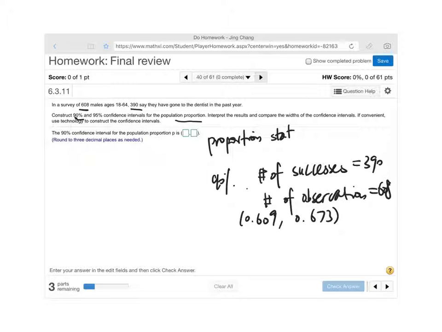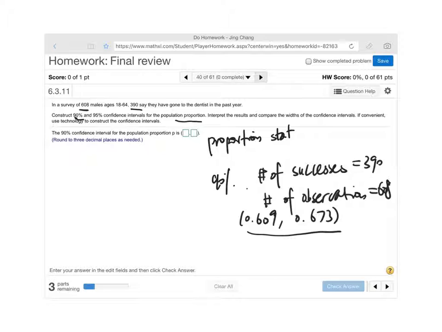Okay, so if you use proportion stat, one sample, and then with summary, and enter 390 for number of successes, 608 for how many observations, and choose 90% level of confidence, then you can get the answer, which means we're 90% confident that the true proportion of people who have gone to the dentist is between 0.609 and 0.673.